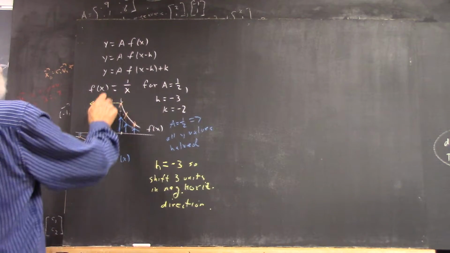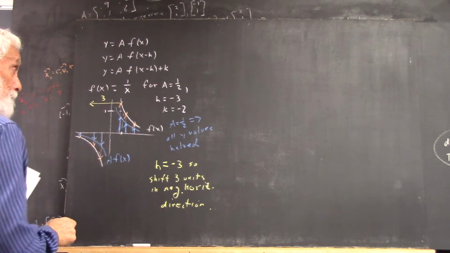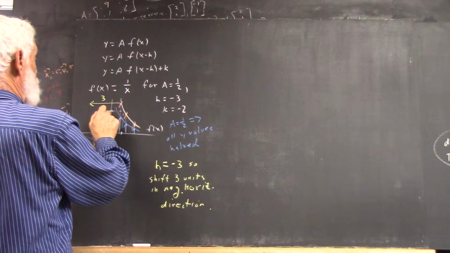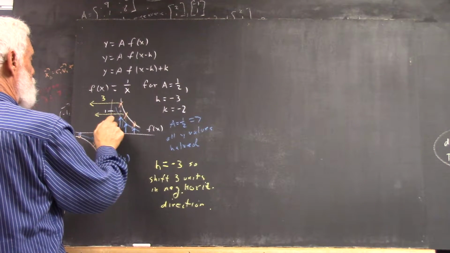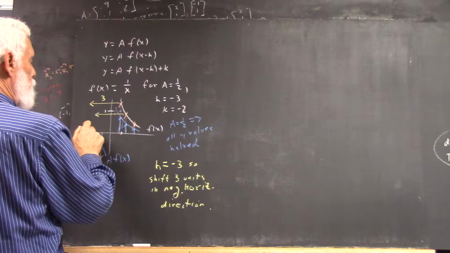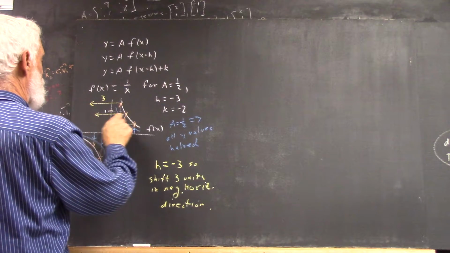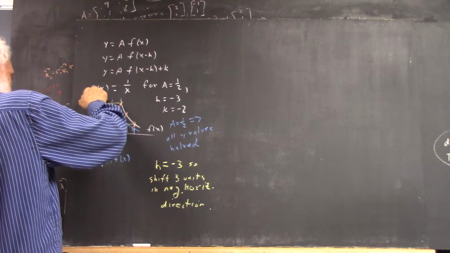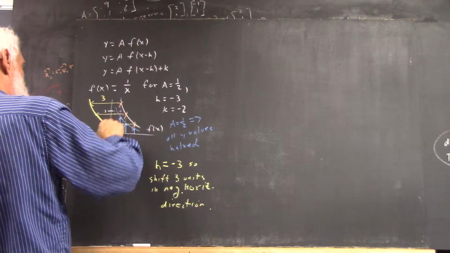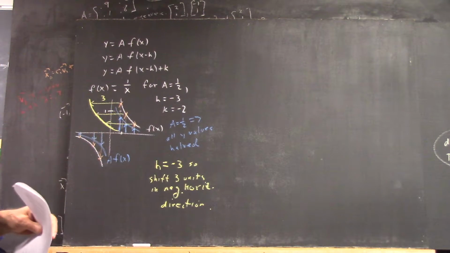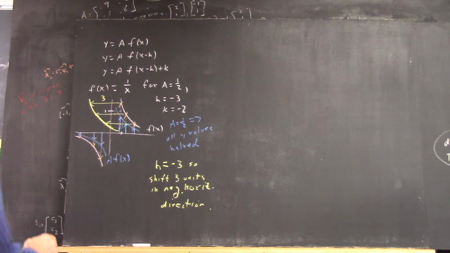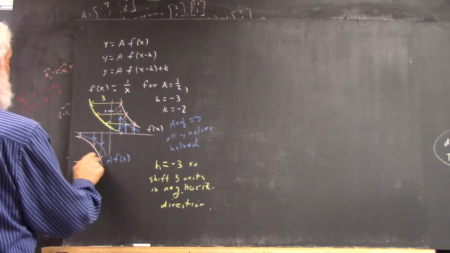So we move 3 units in this direction. And we move 3 units from here. And we move 3 units from here. And now our curve will look something like this. Make sense? Okay? And then we move this point 3 units to the left.